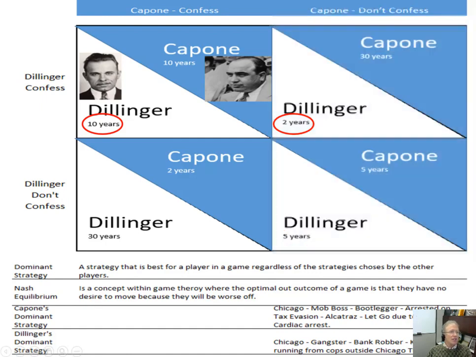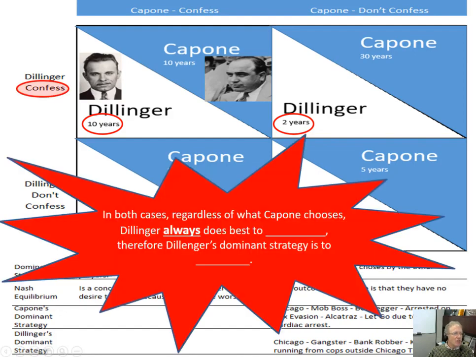Okay, so if we take a look at Dillinger's choices, either to confess or not to confess, his dominant strategy is obviously to confess. He's better off in both cases, regardless of what Capone does. And here's the definition of a dominant strategy: a strategy that is best for a player in a game, regardless of the strategies chosen by other players. So Dillinger's dominant strategy, regardless of what Capone does, is to confess. In both cases, Dillinger will always confess, and therefore Dillinger's strategy is to confess.